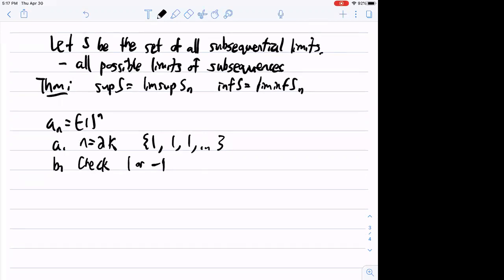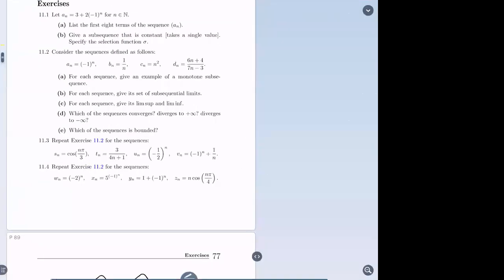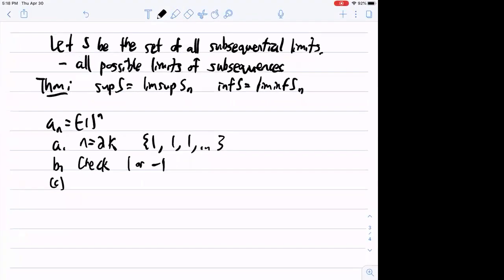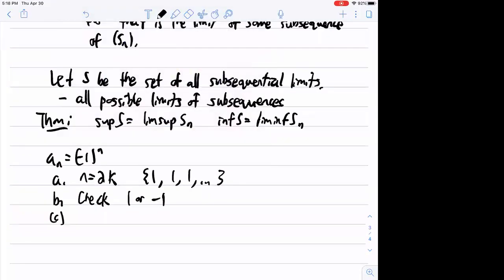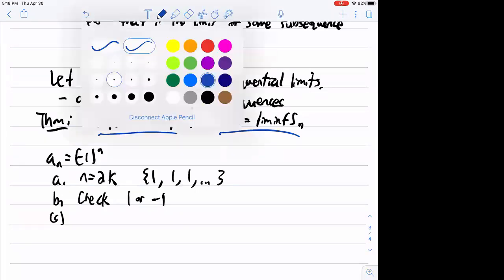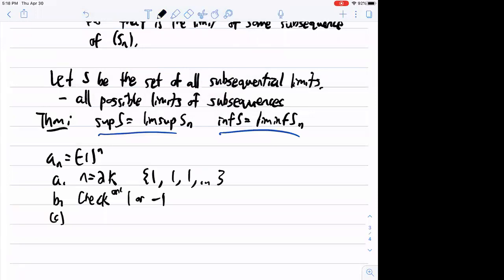Now C, give its lim sup and lim inf. I did this a few discussion sections ago, how to calculate lim sup and lim inf. In this case, you could use this theorem if you want it faster: the supremum of the set of subsequential limits is just the lim sup, and the infimum is just the lim inf. So our set S is just {-1, 1}.